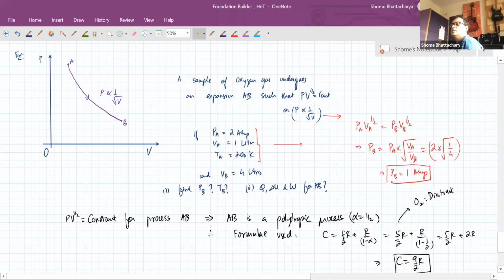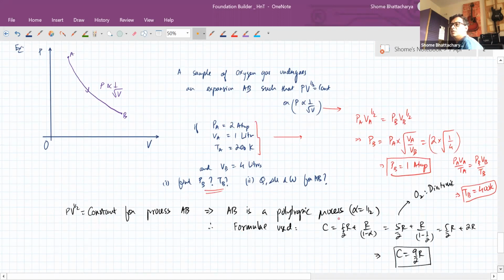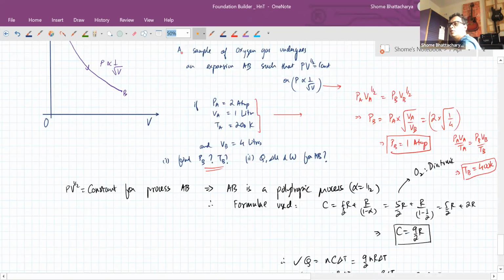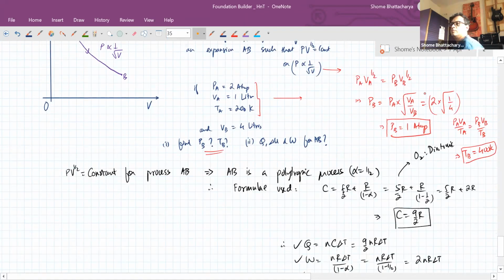And we will also use the relation that PAVA upon PA is equal to PBVB upon PB. So from that we will get the relation that temperature at the point B, so pressure is becoming half, volume is becoming 4 times, so temperature will become double, so temperature will become 400 Kelvin. So from this we know this. Once we know this, we can substitute this in the formula below and we can calculate the values of Q and delta U and W.